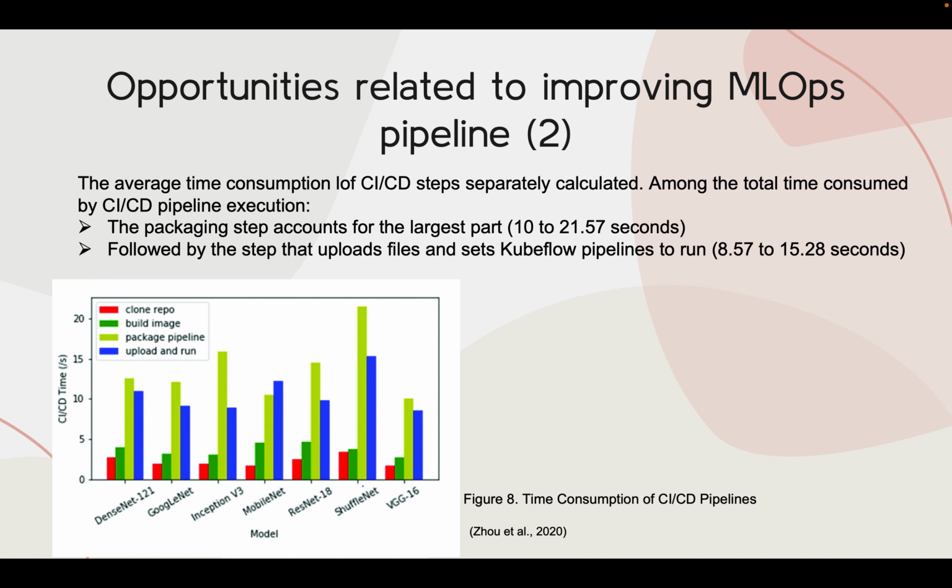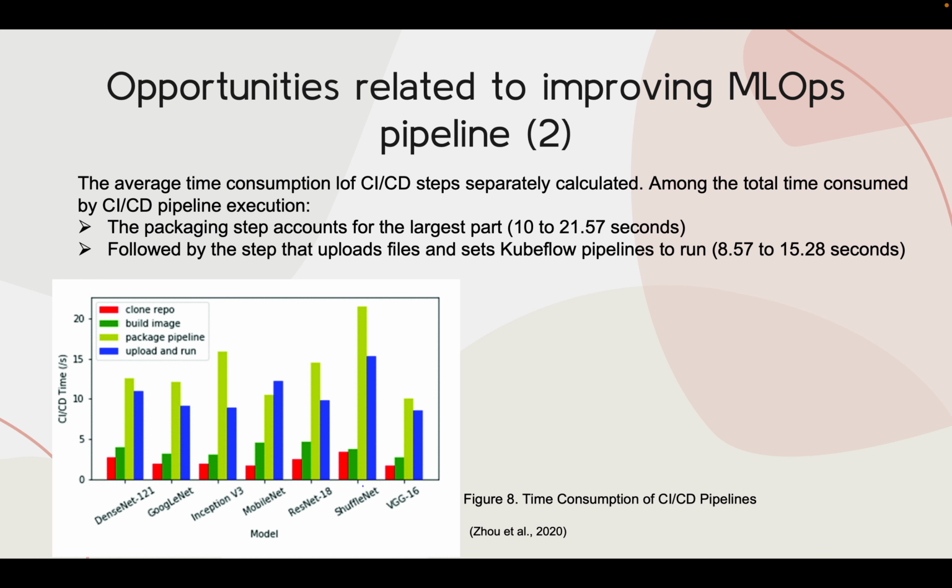This figure comes from the same journal article. The author shows the average time consumption of CI/CD steps separately calculated. Among the total time consumed by CI/CD pipeline execution, the Kubeflow pipeline packaging step accounts for the largest part, followed by the steps that upload files and set Kubeflow pipelines to run. Each pipeline packaging step took about 10 to 21 seconds, which is quite a lot of time.